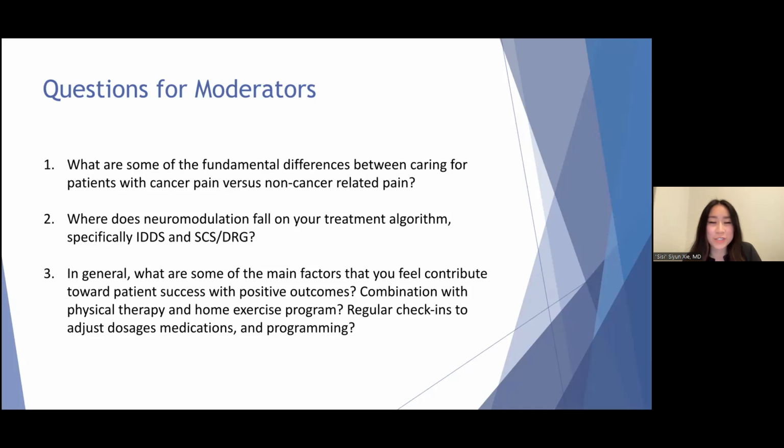Dr. Gulati, I have one question for you. We want to inspire the next generation of doctors going into cancer pain. So tell us, what do you love about treating cancer pain? What makes it fun for you? I don't like the word fun.